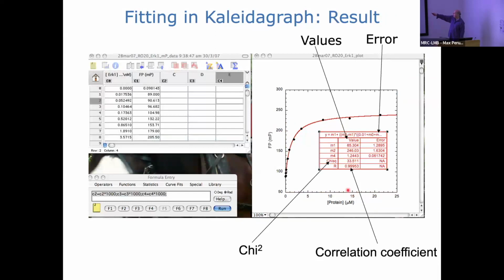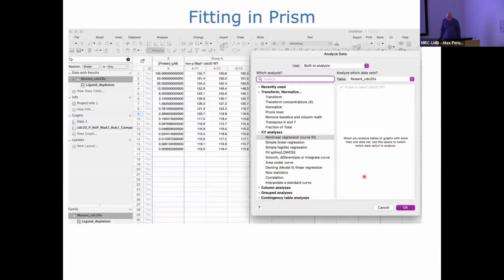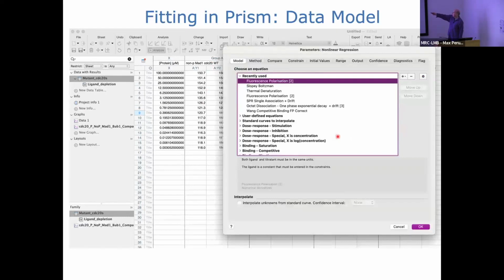So what you get out of this is the data values, an error on the fitted values, a chi-squared, and also a correlation coefficient. What are those? We'll come to those in a minute or two. First of all, we'll show you something you're probably more likely to use, which is Prism. Again, it has things in data columns, and we can do non-linear regression here. There are lots of standard equations, and you can make your own equations here.